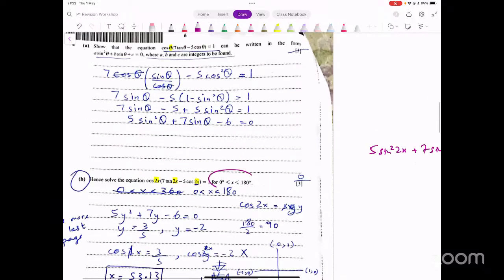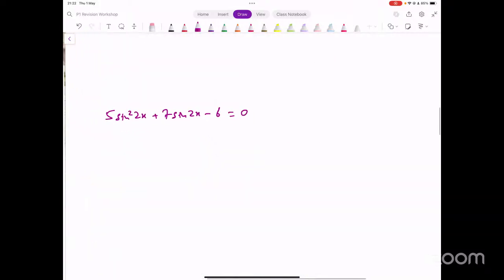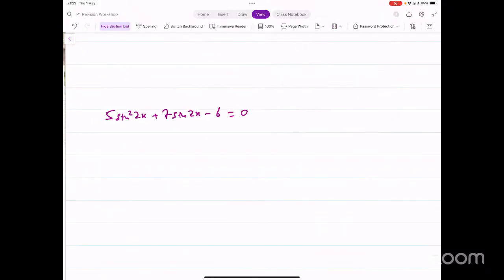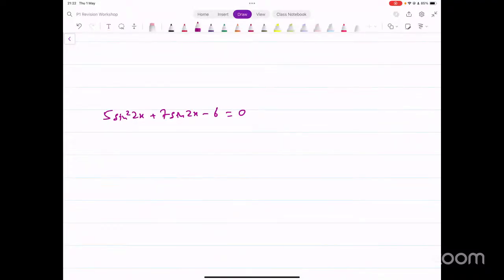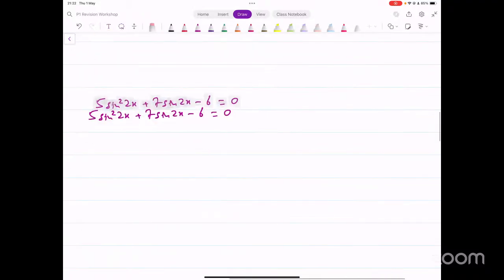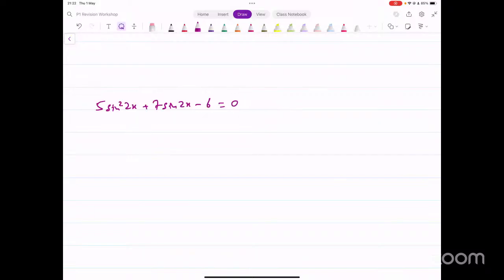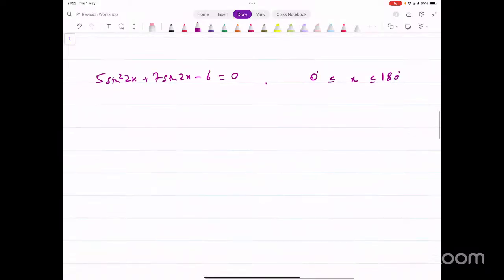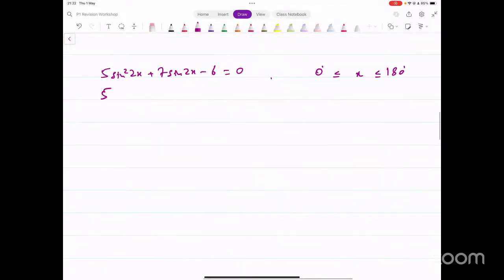And the interval for x is from 0 to 180. That's the interval that we got for x. That's the equation that we need to solve here. Now, how do we solve this equation? So we need to solve this quadratic equation for x between 0 and 180. What we can do is we can use a substitution here. First of all, to solve this quadratic equation, let's write it like this: 5s squared, and in place of sine, I'm writing s. 5s squared plus 7s minus 6 equals 0.